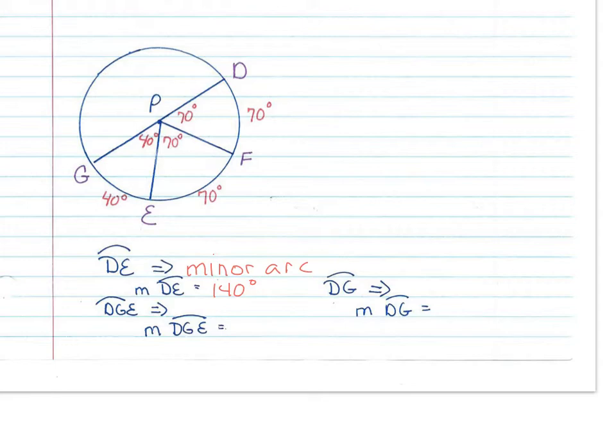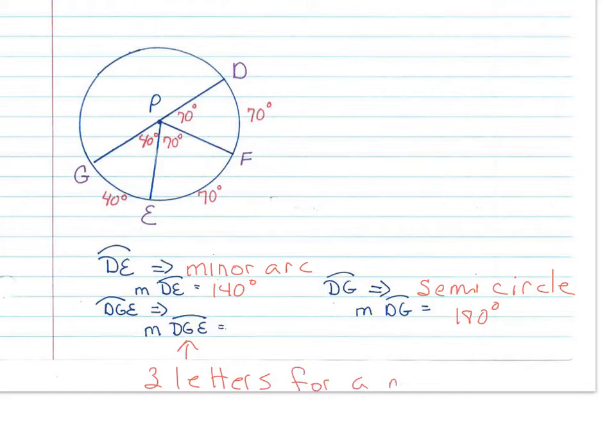What about arc DG? What kind of an arc is this? Semicircle. And what's its measure? 180 degrees. Now, notice this next arc, I used 3 letters. We use 3 letters for a major arc. I have sometimes seen 3 letters for a semicircle, but 3 letters for a major arc.